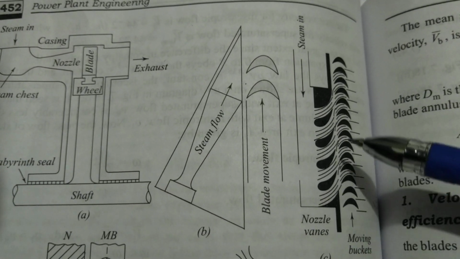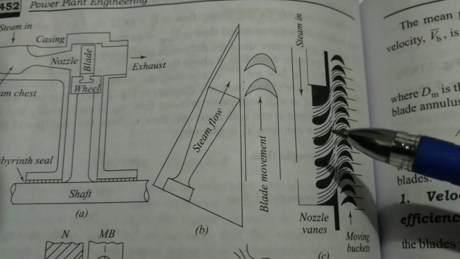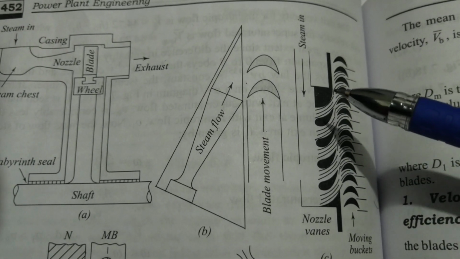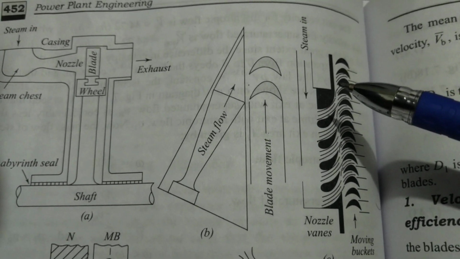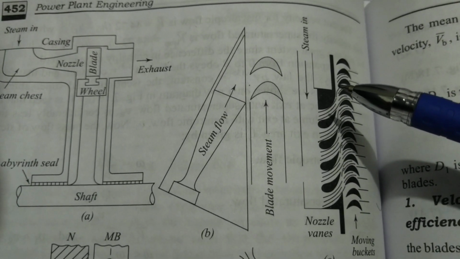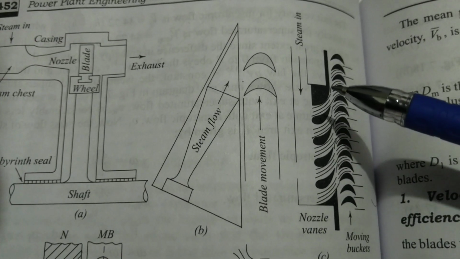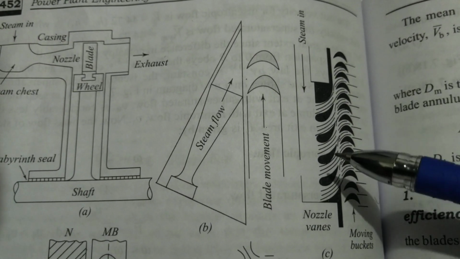So these keep moving. And why do they move? Because the steam will be coming and hitting, and it will be passing between these blades. Steam will be coming and impinging on the blades, and it will be passing between these blades also. This is basically how it works.